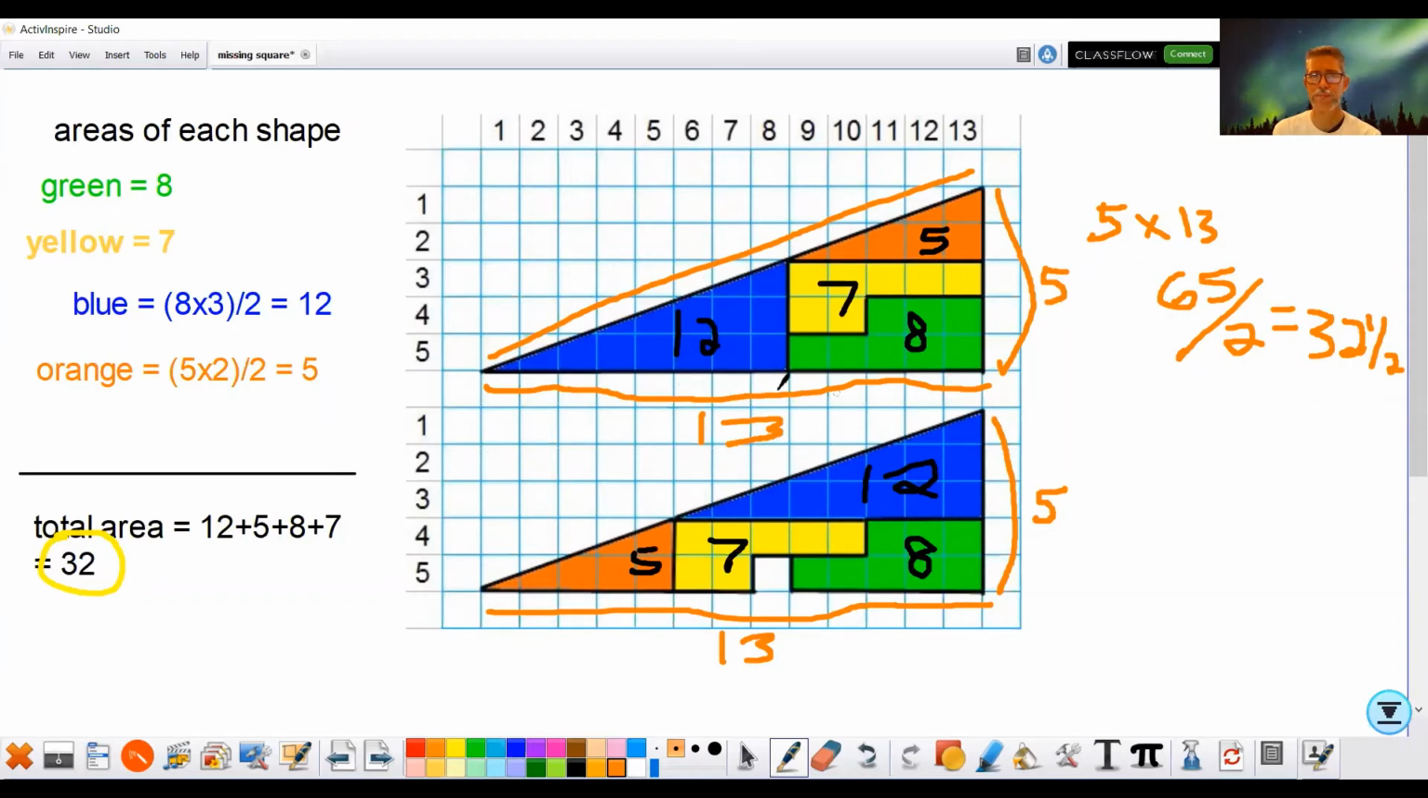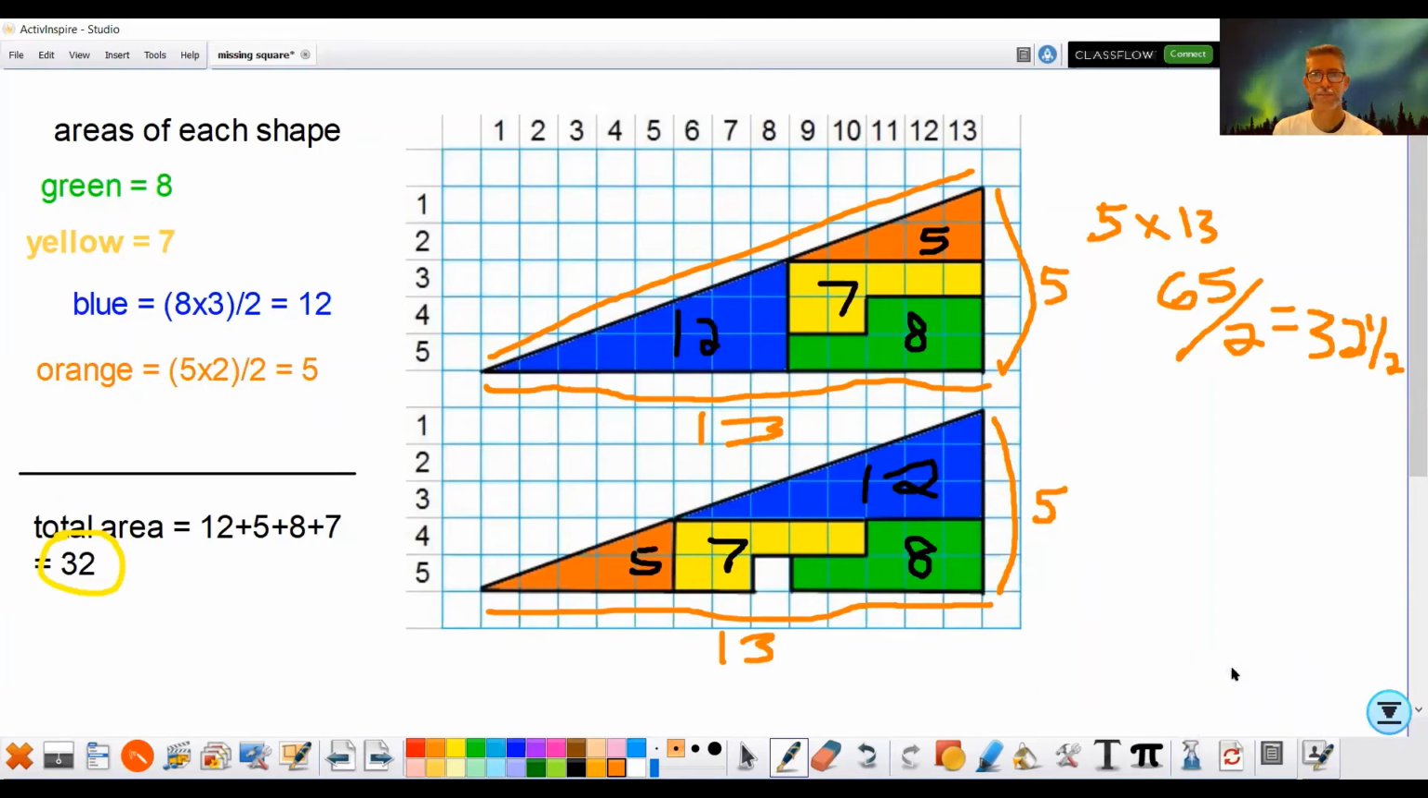How come 5 times 13 divided by 2 is 32 and a half? How is the area of this triangle 32 and a half, yet the four pieces only make 32? Same here, 32 and a half, but the pieces are 32. Well, here's what's going on. This big triangle is not a triangle. You may have thought it was a triangle, but it's not.